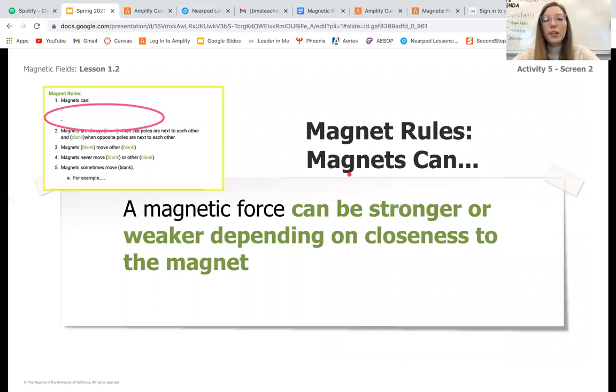So that brings us to our last magnets can rule. Magnets can be stronger or weaker depending on closeness to the magnet. The closer you are to the magnet, the stronger the force is going to be. The weaker the force, the farther you are from the magnet. So go ahead and add this to the second dash on the magnets can section.